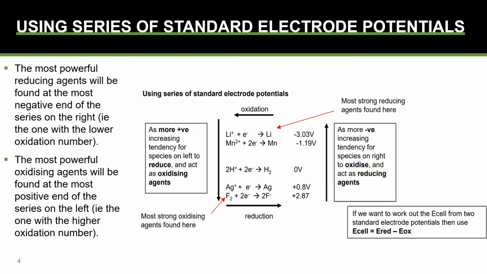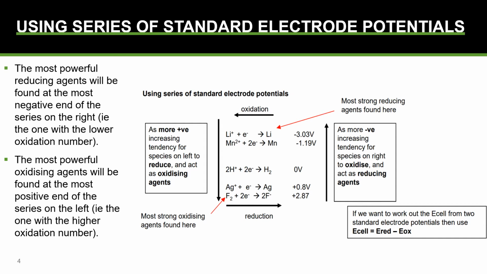The most powerful reducing agents will be found at the most negative end of the series on the right. For example, lithium metal is a very strong reducing agent. Please notice that lithium is on the right of the equation, so it will oxidize, forcing the other species to reduce. On the other hand, the most powerful oxidizing agents will be found at the most positive end of the series on the left. For example, fluorine is the strongest oxidizing agent. Please notice that fluorine is on the left of the equation, so it will reduce, forcing the other species to oxidize.